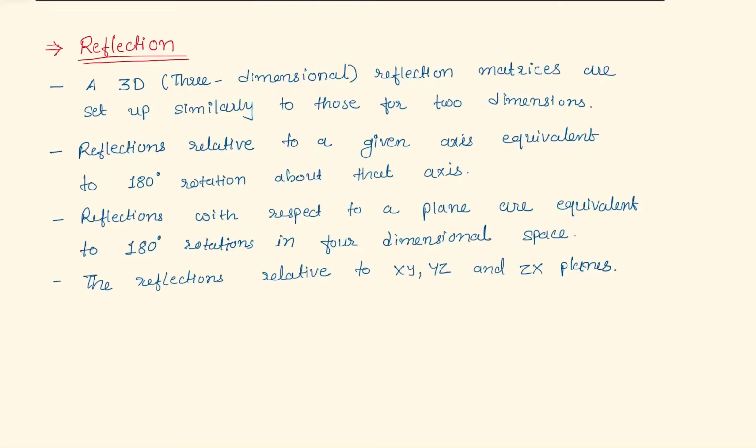A 3D, that is three-dimensional, reflection matrix is set up similarly to those for two dimensions, and reflection relative to a given axis is equivalent to 180-degree rotation about the axis, and reflection with respect to a plane is equivalent to 180 rotation in four-dimensional shape, right? So the reflection is relative to the xy, yz and zx planes. Let's see with the example.